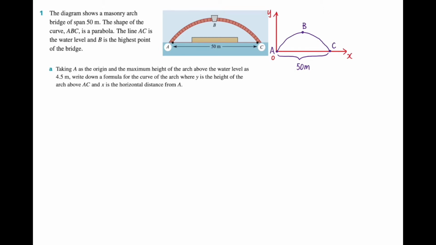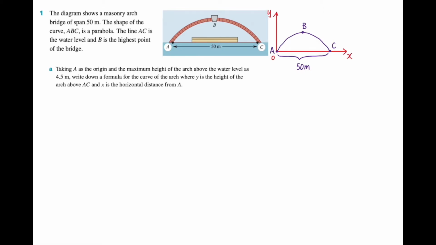Question A. Taking A as the origin and the maximum height of the arch above the water level as 4.5 meters, write down a formula for the curve of the arch, where y is the height of the arch above AC and x is the horizontal distance from A.